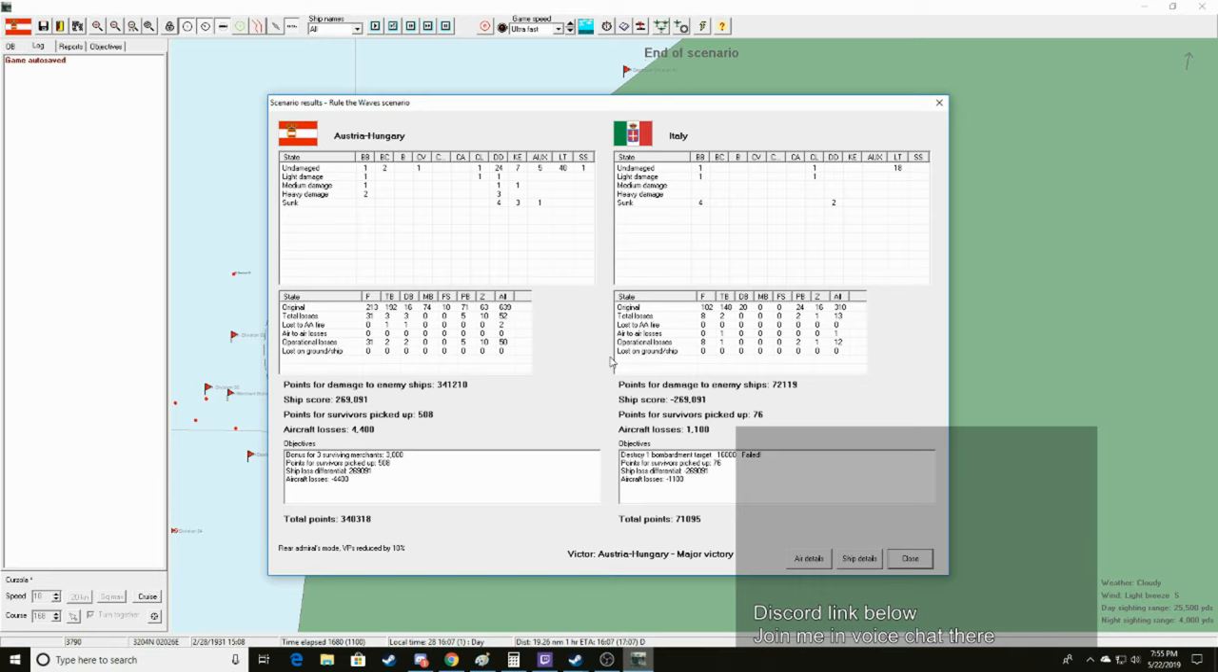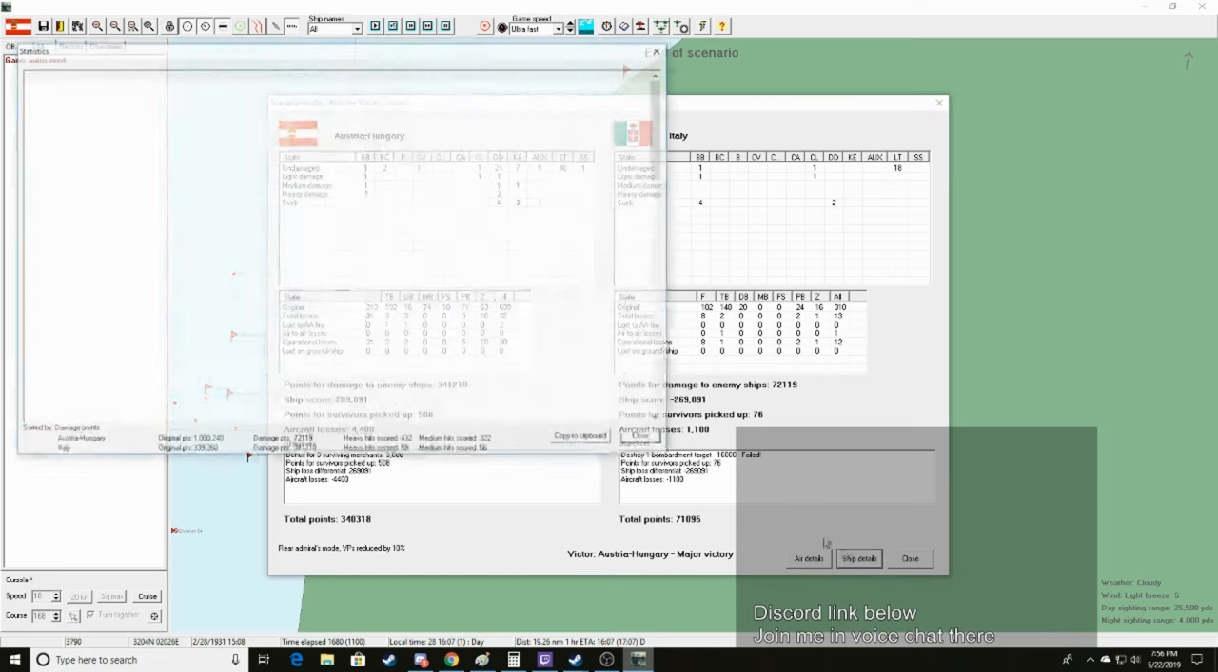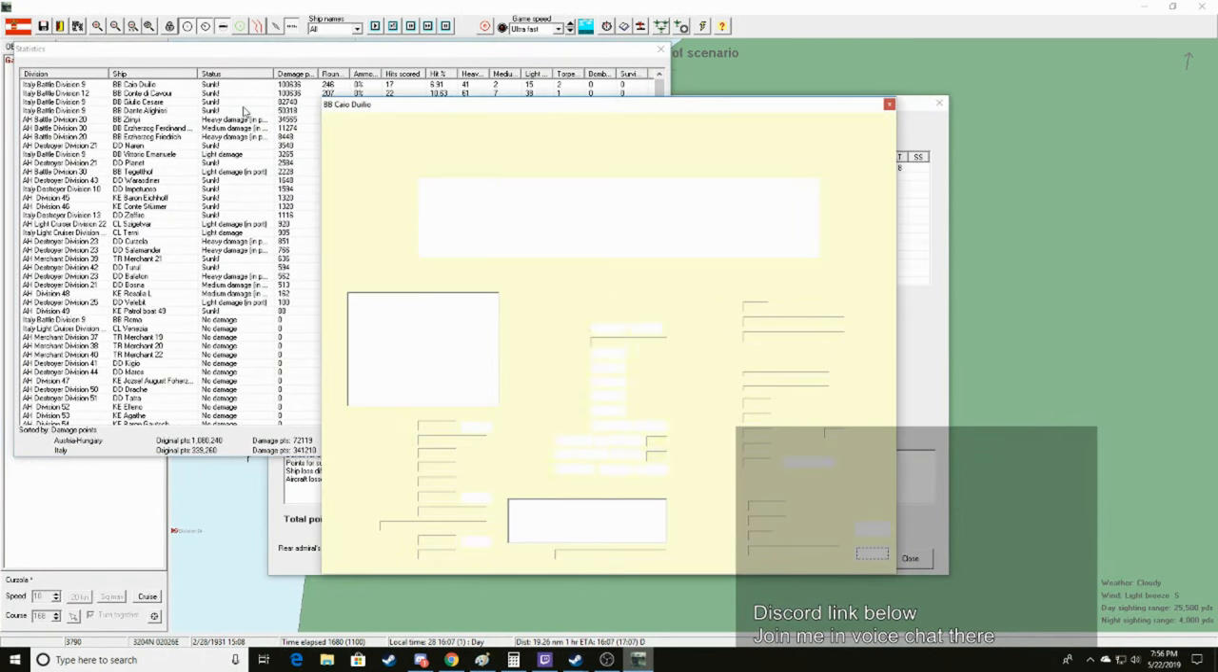Scenario limit is reached. So we lost 4 destroyers, 3 minesweepers, 1 trader. We suffered 2 battleships heavily damaged, 1 with moderate damage, 1 with light damage, 1 undamaged. We sank 4 Italian battleships and 2 Italian destroyers.